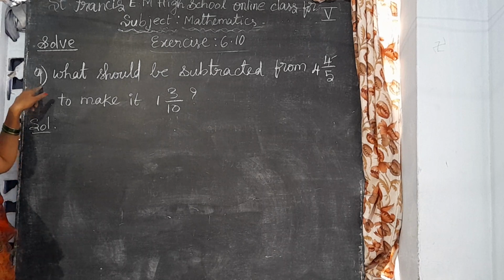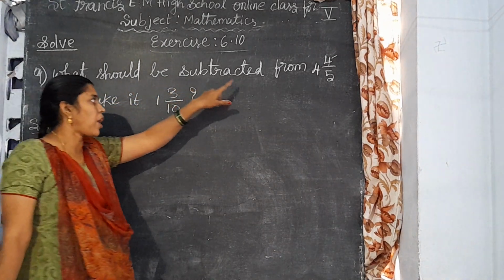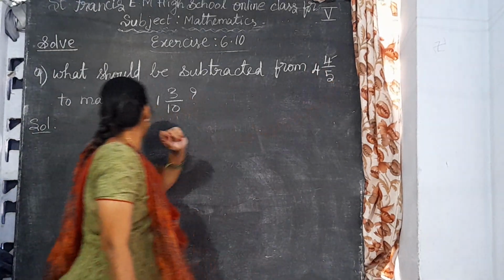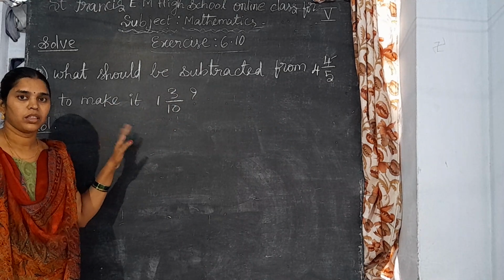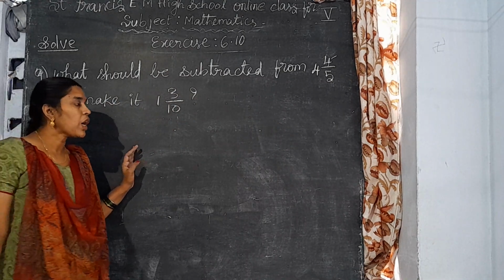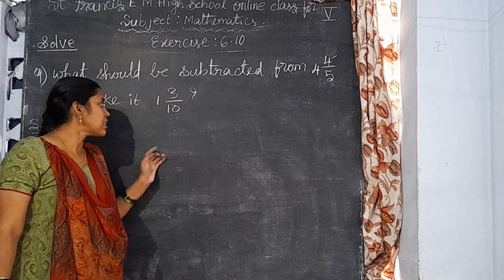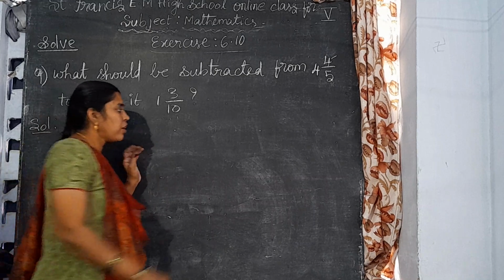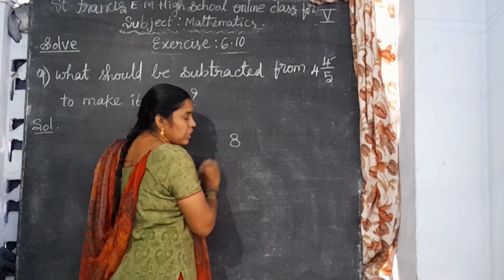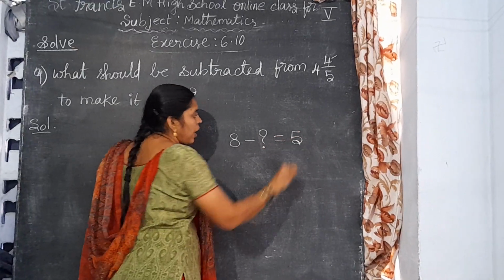Now I am going to explain the ninth one. See, what should be subtracted from 4 4 by 5 to make it 1 3 by 10? This is the question. You are subtracting one number from this fraction, then the result is 1 3 by 10. For example, 8 is one number. In that, if you subtract something, its value will come as 5.